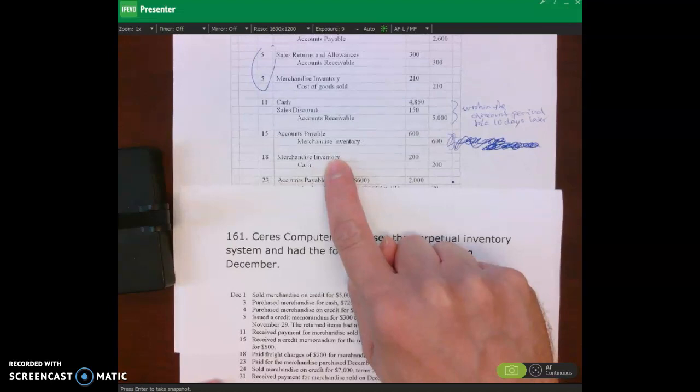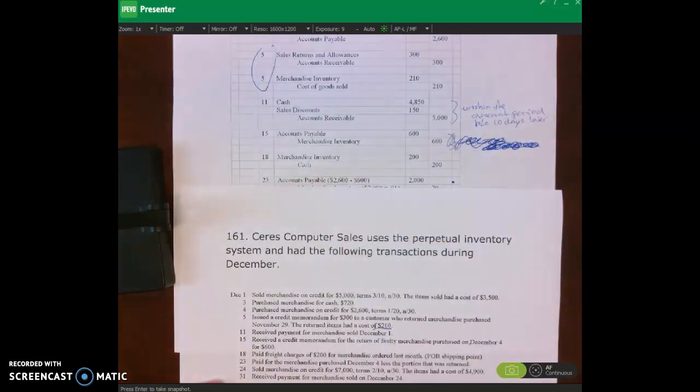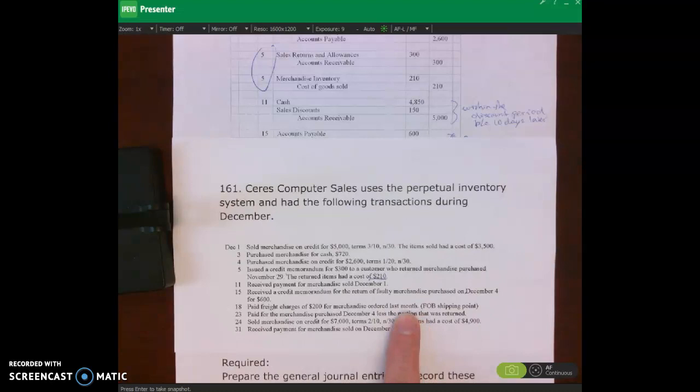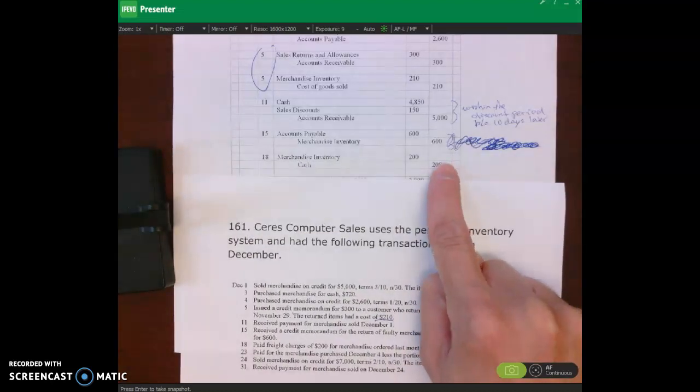Because remember, the cost basis of merchandise inventory is what we paid for it plus any normal and reasonable expenditures to get it ready for sale. That would include shipping charges. If it's FOB shipping, it means the buyer pays. We're the purchaser, we're the buyer, so we have to pay for it. We pay for it with cash.